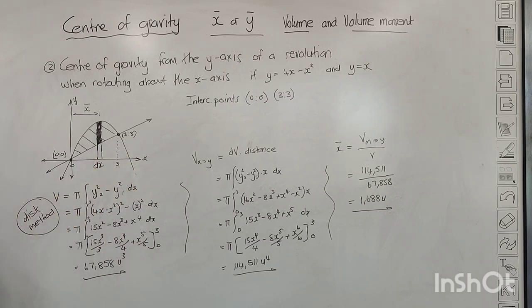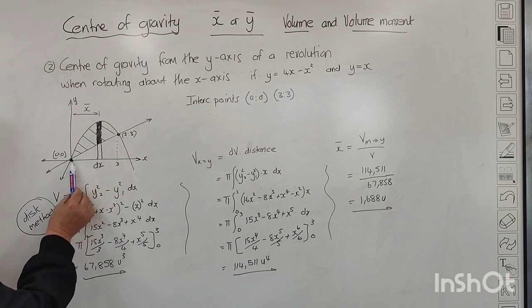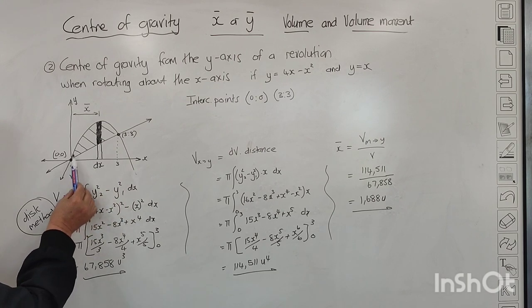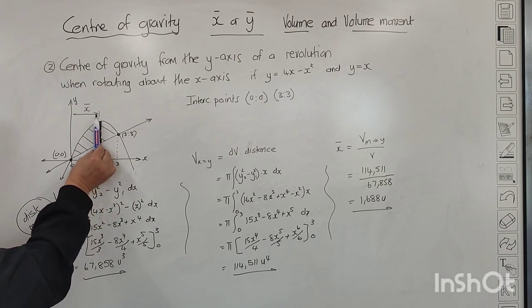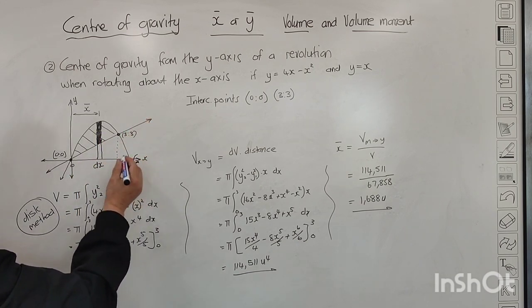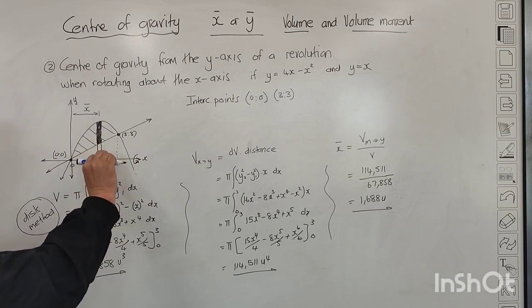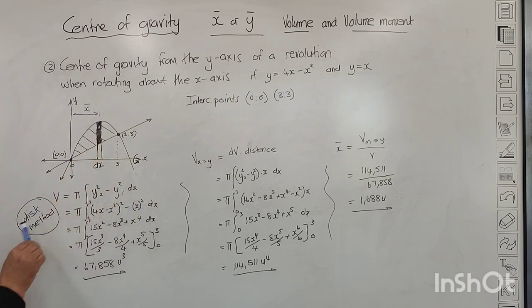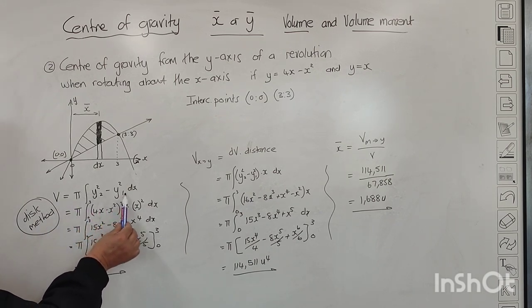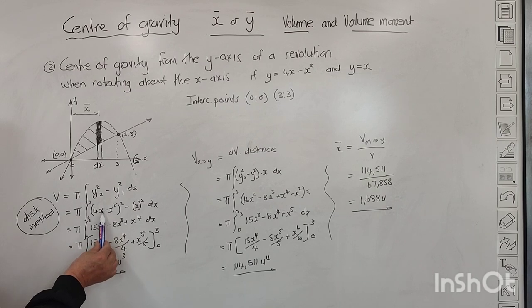I indicate all the values that I require. My volume now will go from this point there to this point there. I will use my dx strip, and that means my strip is this way, and my rotation is about the x-axis. So the strip is this way, the rotation makes it the disk method. So if I use the disk method as well, I indicate the formula, indicate the two graphs, so the one graph squared minus the other graph squared.